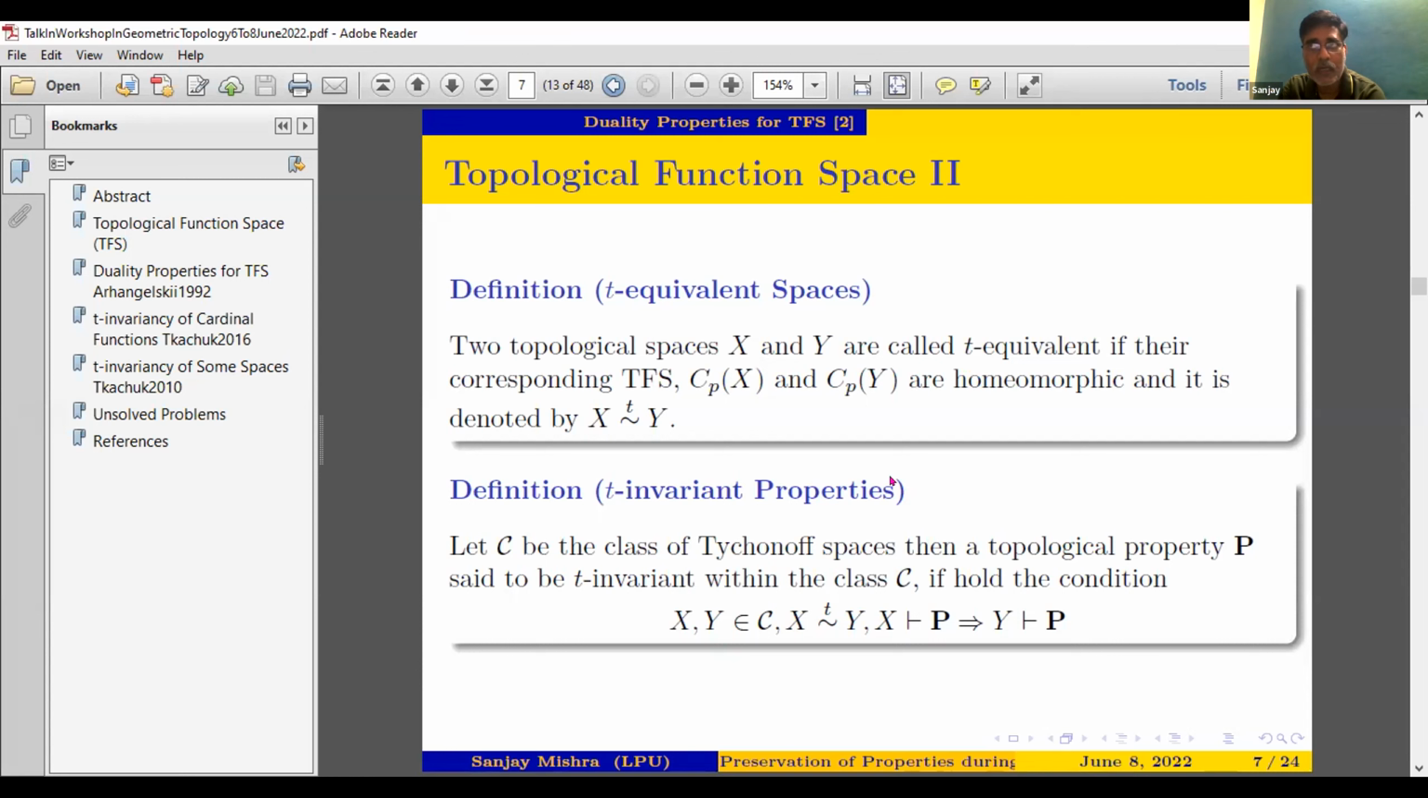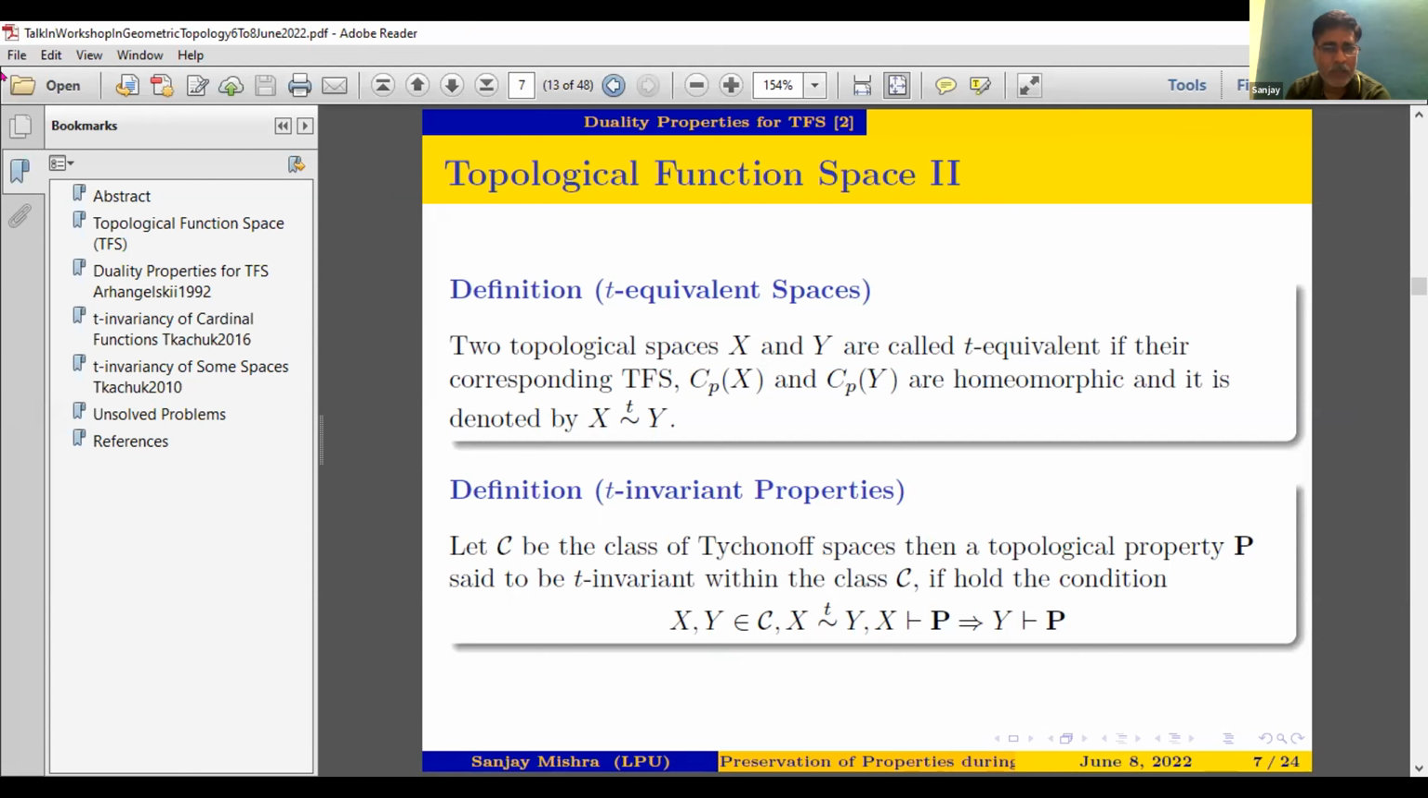So when we say that the topological spaces X and Y, the base spaces, are related to each other, that means their topological function spaces, the richer spaces, are homeomorphic to each other.